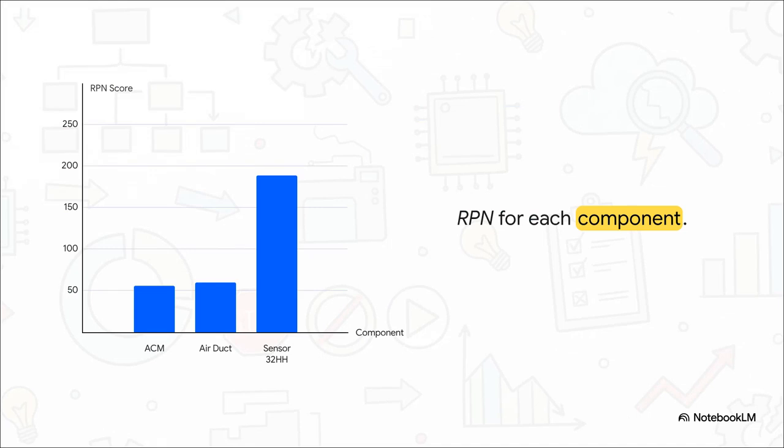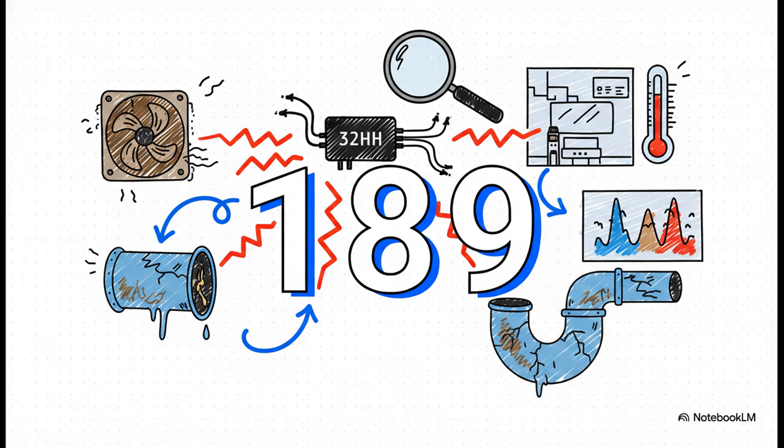When we actually multiply those three numbers together, the gap in risk is staggering. The air cycle machine scores a relatively low 56. The duct leak sits right next to it at 60. But look at the pack temperature sensor. It shoots all the way up to 189. This visually isolates our culprit, showing us exactly where our maintenance priorities have to lie. An RPN of 189 makes the pack temperature sensor, R32HH, the most critical component by an absolute landslide.